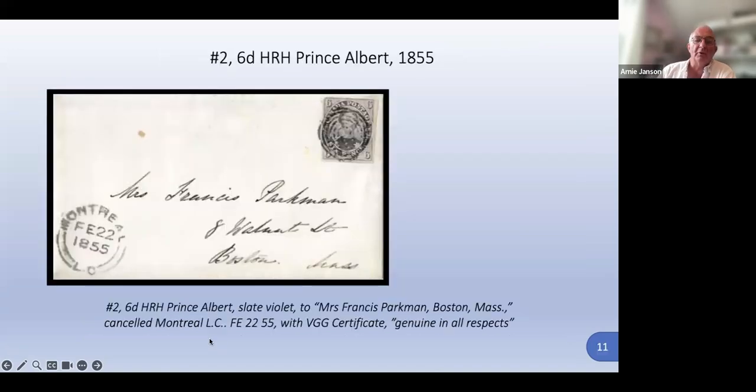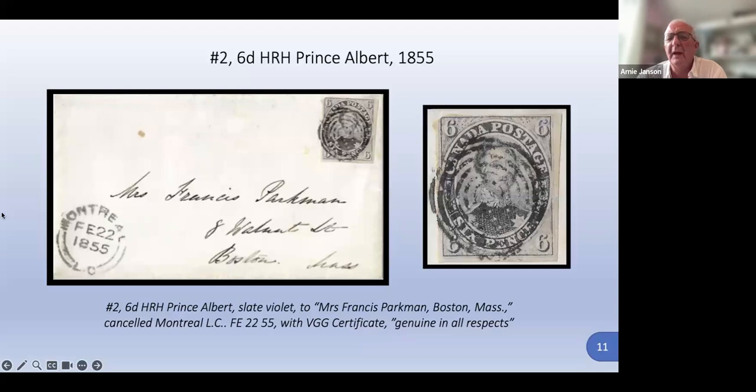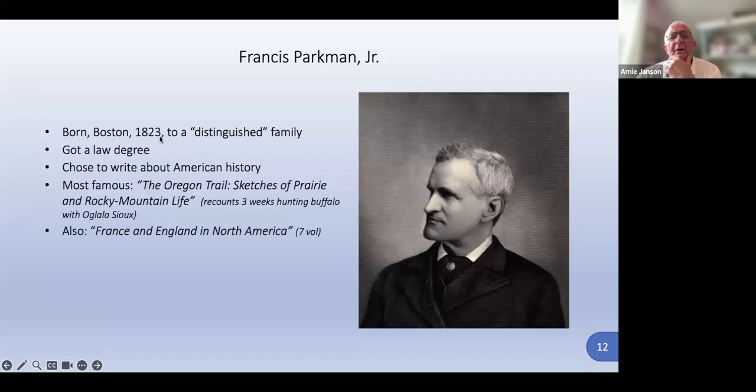Number 2, we're going to go on to about someone very famous, Mrs. Frances Parkman. She wasn't famous, but her husband certainly was. Here's a picture of the stamp. Genuine. He was born to a distinguished family, well-to-do. He got a law degree, but not mainly because he was interested, mainly because it seemed like parental pressure. He decided not to pursue law, but instead wrote American history.